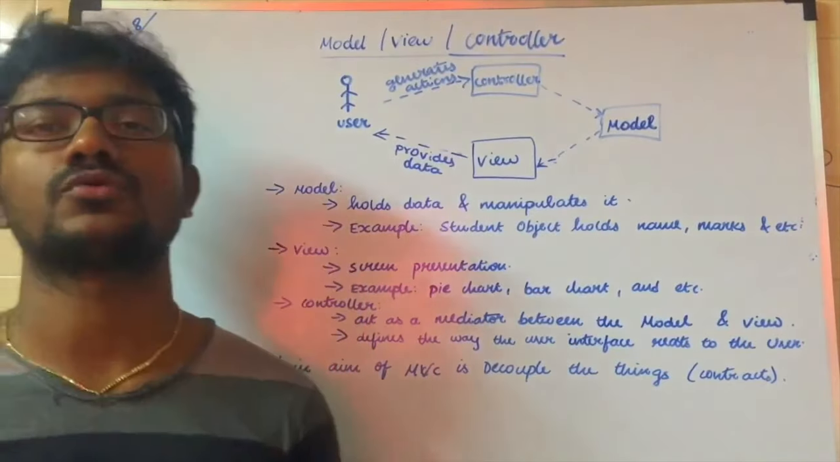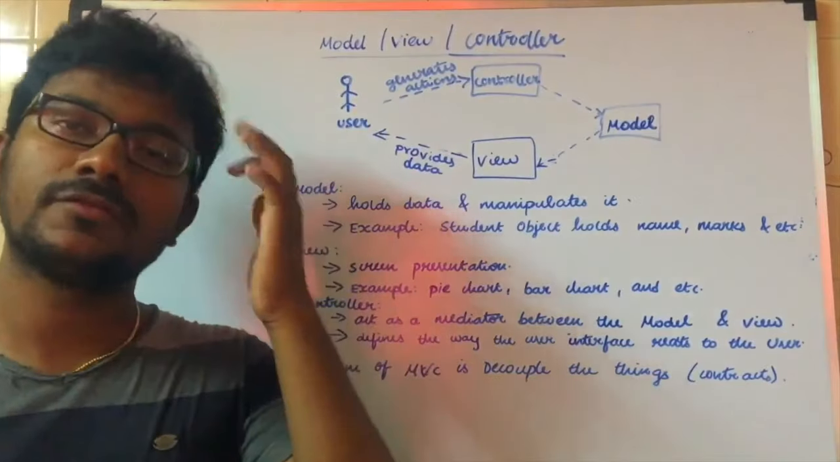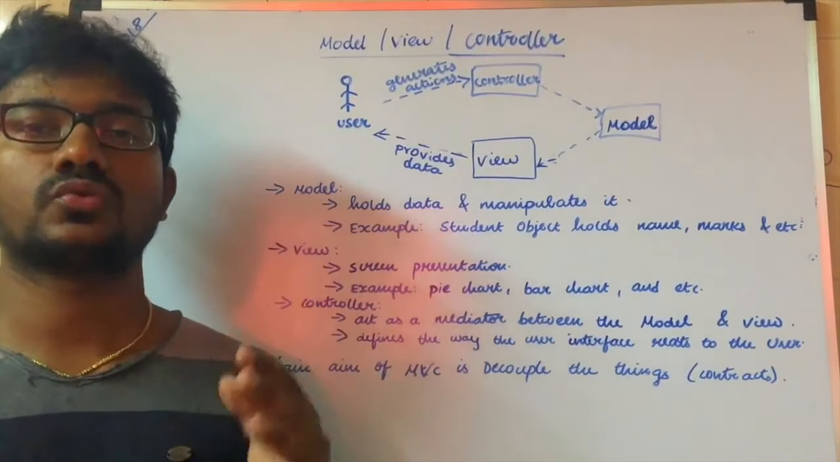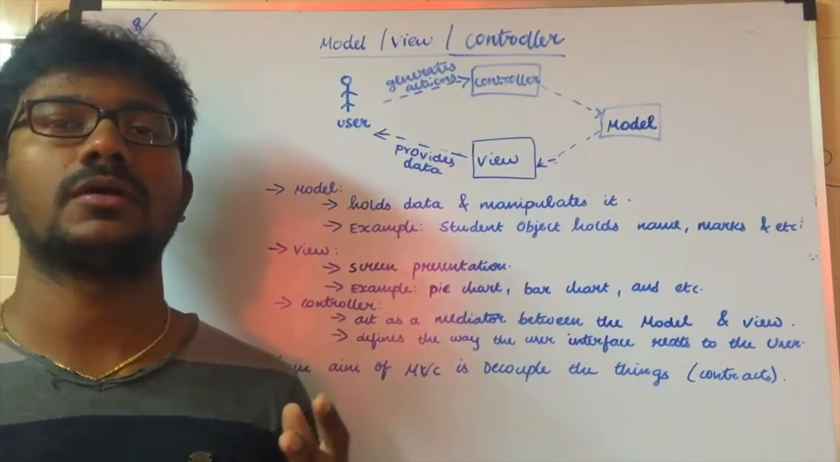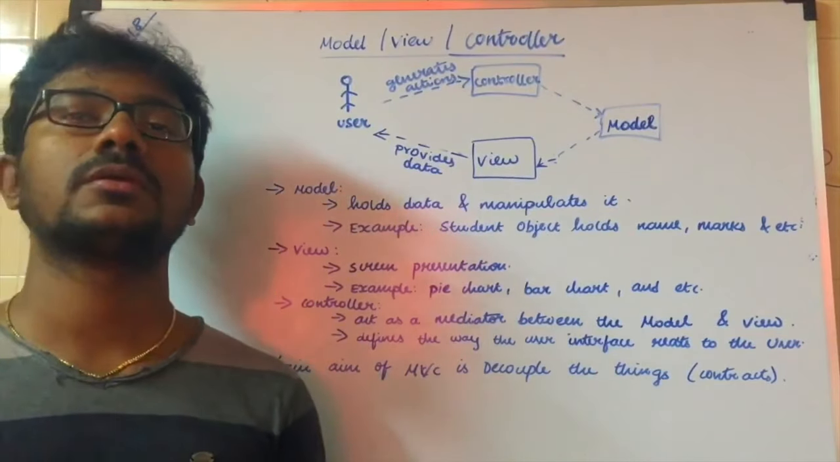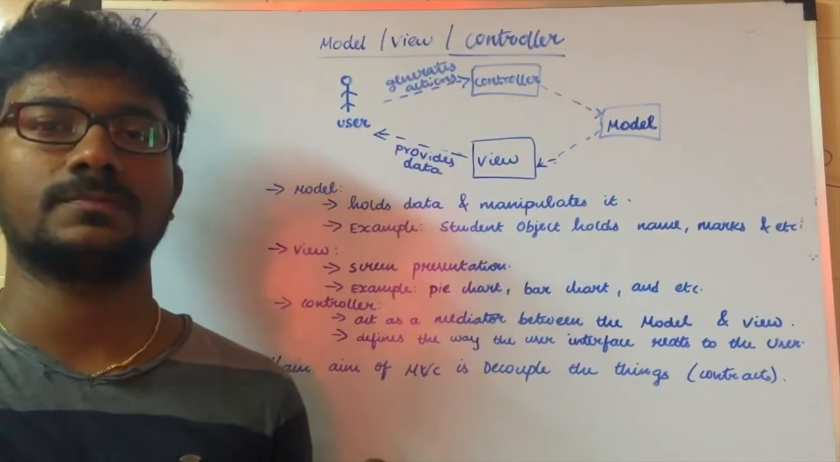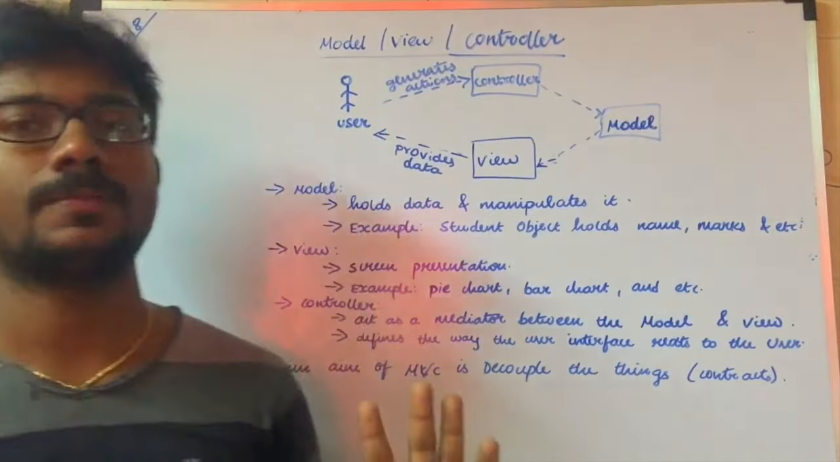Next comes the model. The model is the holder of the data. For example, if you consider student data, the student details like roll number, name, marks, and grades would all be encapsulated and stored in a single object that is managed by the model.